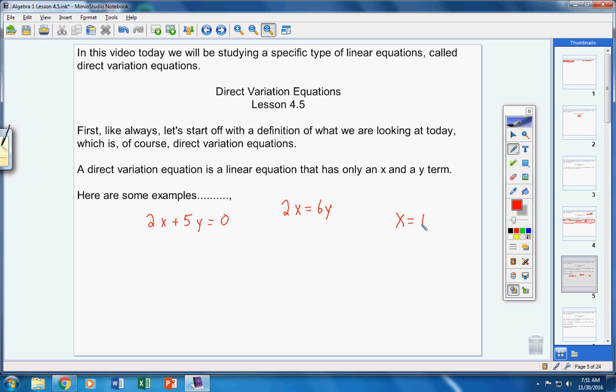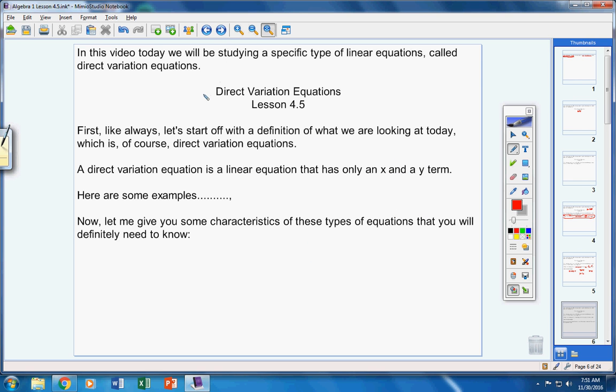This would not be a direct variation equation because I do not have an x and a y term only. This would be a direct variation equation because it's a linear equation and I have only a y term and only an x term. Do you see what I'm saying? A direct variation equation is a linear equation that only has an x and a y term, and you must have both an x and a y term. Now that's what a direct variation equation is.